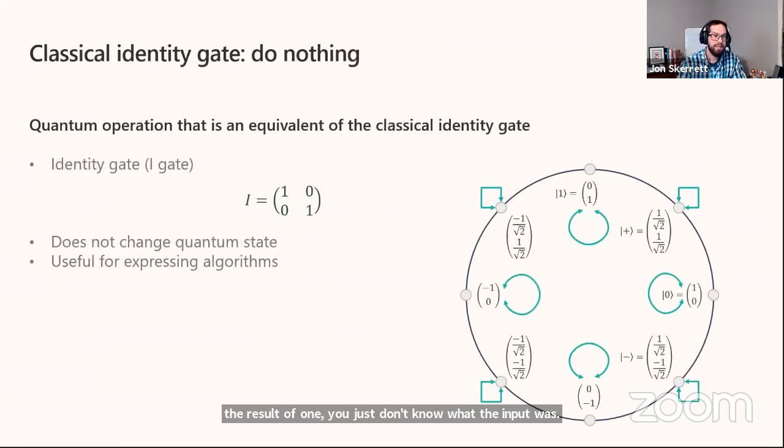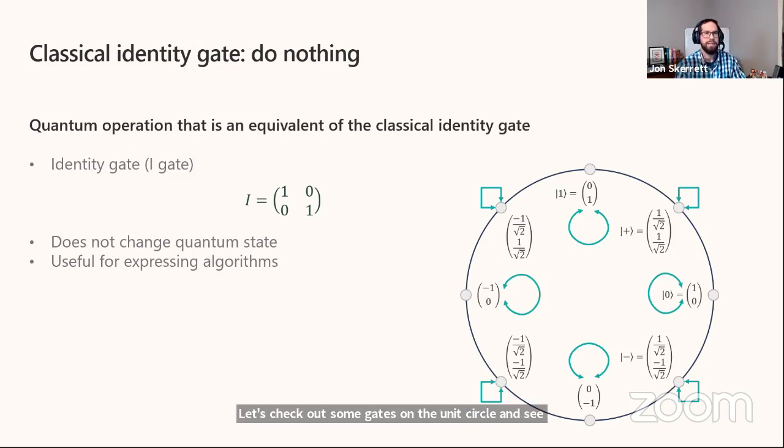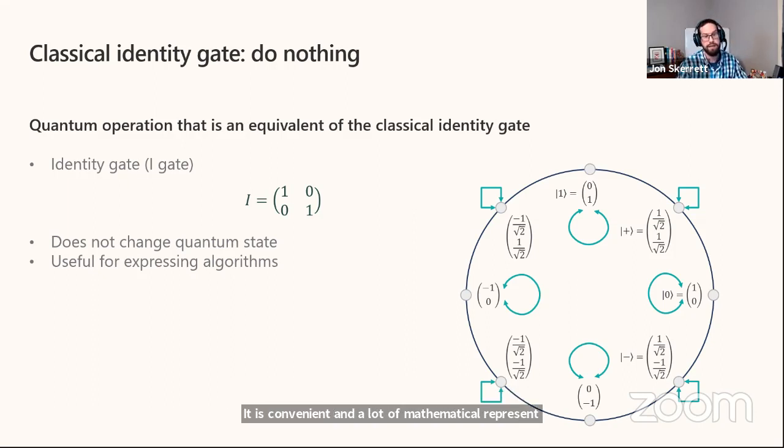Now let's check out some gates on the unit circle and see how they operate. Identity and negation are reversible, as we just said. Their inverse is just themselves. So we do have their equivalents in quantum computing. The identity operation translates to the identity gate, and it has this nice diagonal matrix. And what it does to the qubit is basically nothing. It is convenient in a lot of mathematical representations in discussions of more sophisticated algorithms, but on its own, the identity gate doesn't really do anything.